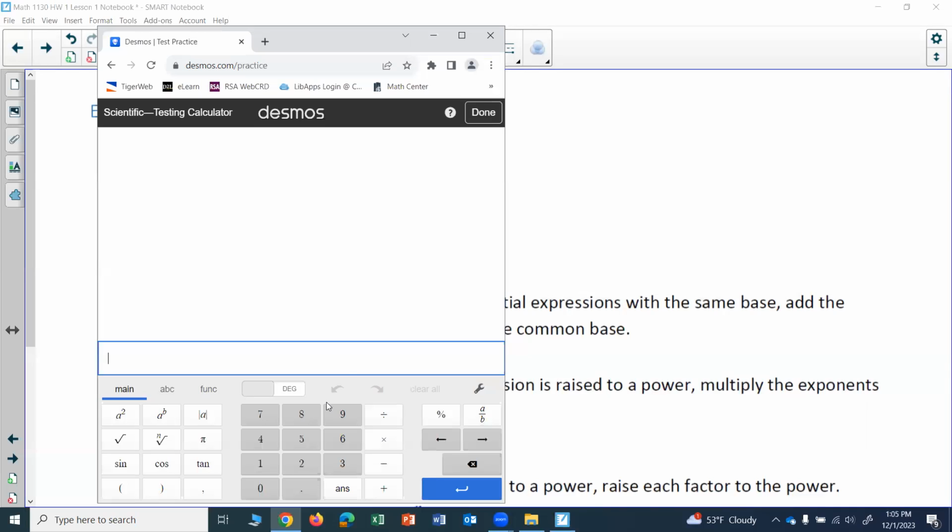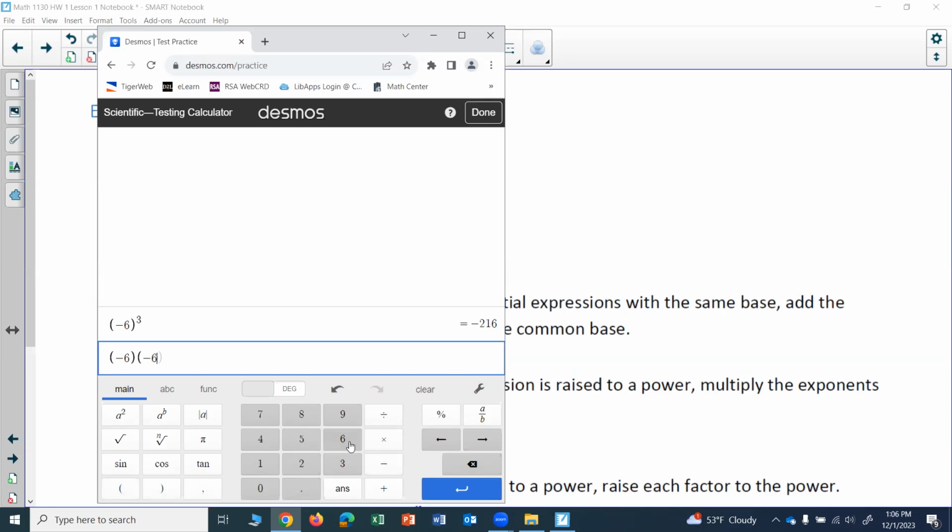So I want to go ahead and put in -6 to the third power. So I put parentheses. I use the negative key or subtraction key, and then the number 6, close the parentheses. To do an exponent, I'll use this A to the B key. And then I'll put the third power right there, hit the blue arrow button, and my answer comes out as -216.